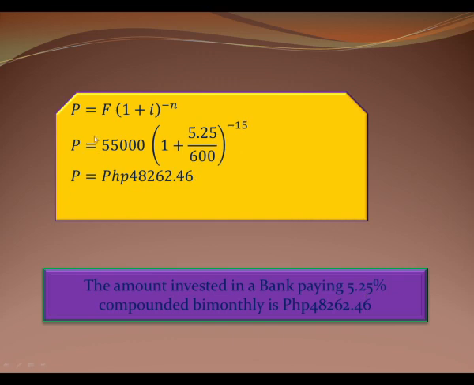Then we substitute the given that the final amount is 55,000, multiplied by 1 plus the periodic rate I, 5.25 over 600, and the total N, period of transaction N, is 15. So this is now negative 15, and then using your calculator, the present value or the principal P is 48,262.46. So this is now the amount invested in the bank, and after 30 months the final amount in the bank is 55,000.